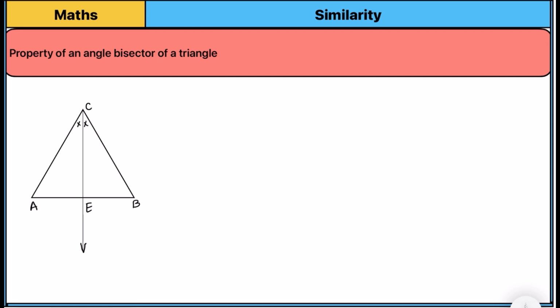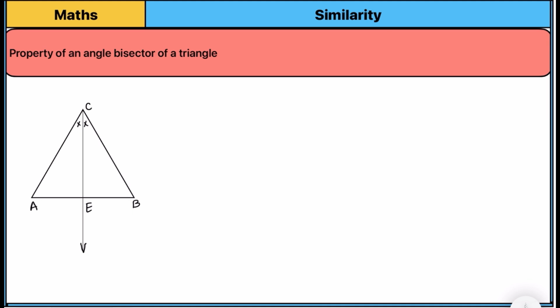What you see on your screen is triangle ABC. We also see a line CE such that it divides angle C into two equal parts. This is called an angle bisector. Why? Because it has divided the angle C into two equal parts, hence the name bisector.